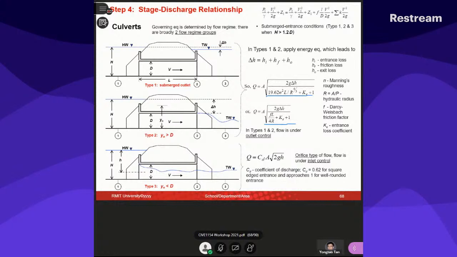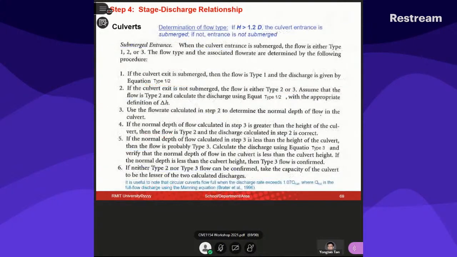If we assume it is type 2, after calculation we get the Q, and then we get the normal depth, yn. If the normal depth yn is larger than d, where d is the depth of the cover, it is type 2. If the normal depth is less than d, it is type 3. So we need to check. This is the cover flow under the submerged entrance conditions. Later on there will be examples to show you of this case.